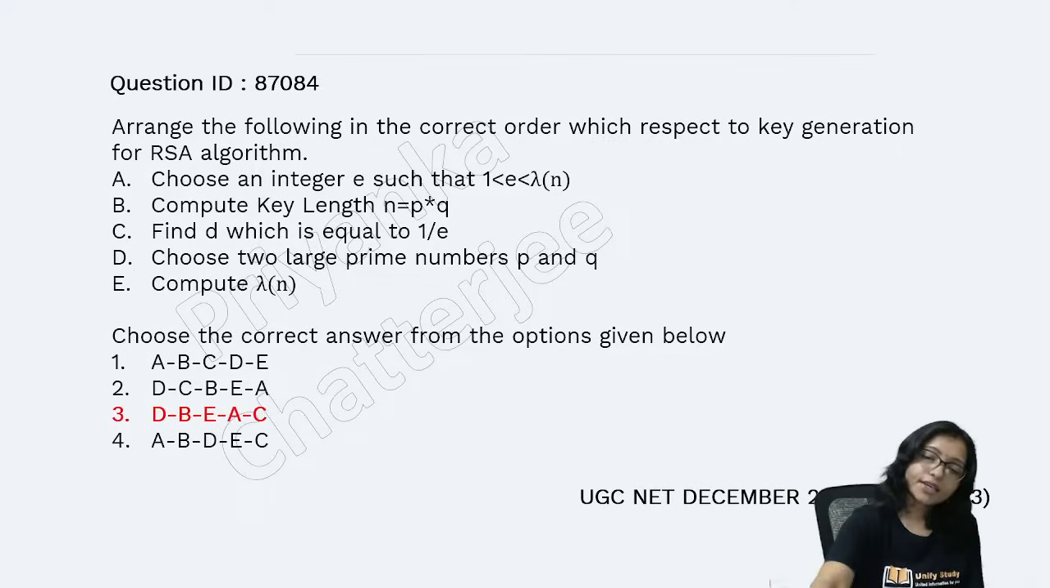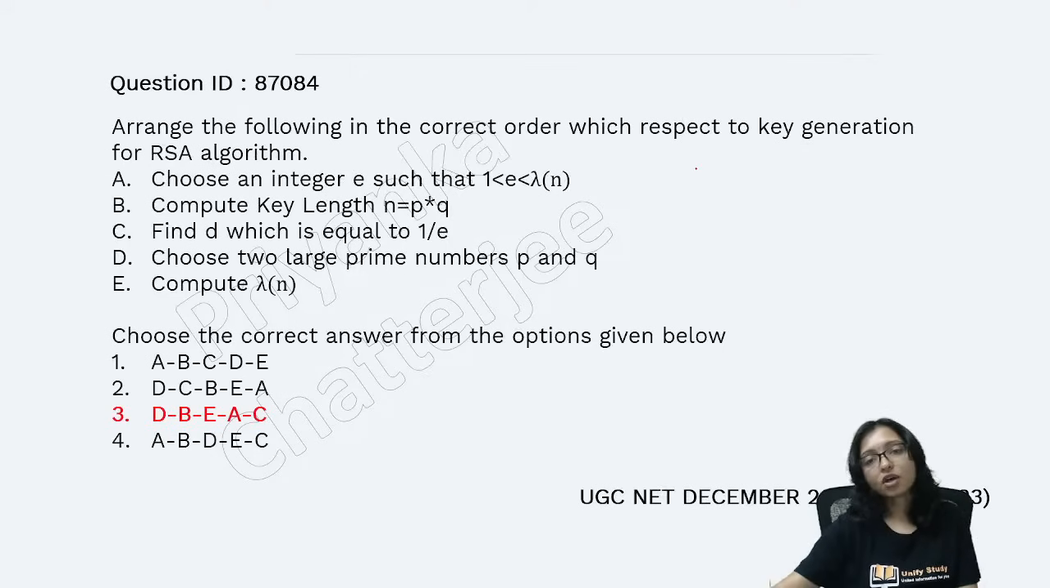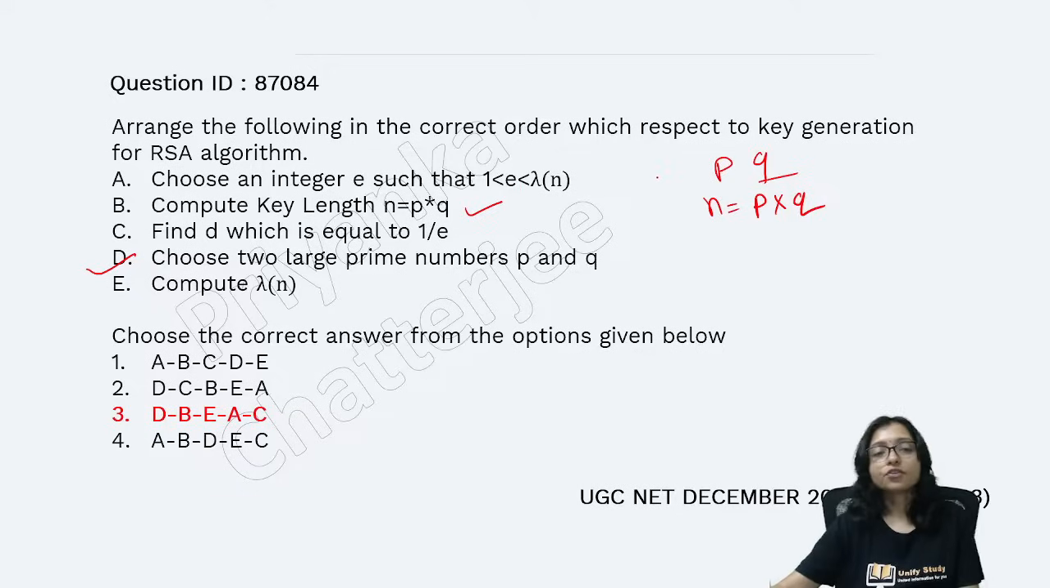Yes, the sequence of the RSA algorithm is this one. First of all we are taking the two primes, that is P and Q. After that N equals P multiplied by Q. After that you have to compute a number, compute the lambda n. Sometimes we call it phi n. Then we have to choose a number e between 1 and lambda n.